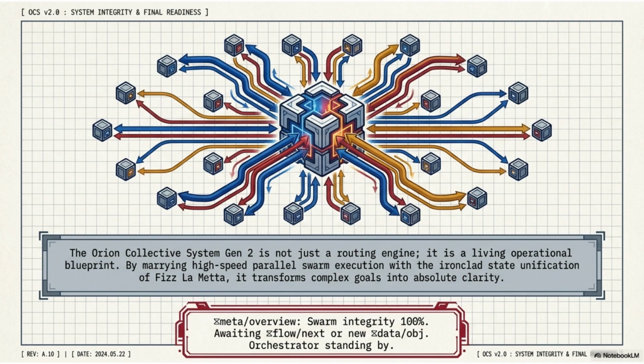The Orion Collective System Gen 2 is a living operational blueprint that combines high-speed parallel swarm execution with state unification. It transforms complex goals into absolute clarity. Swarm integrity is at 100%, and the orchestrator is standing by.